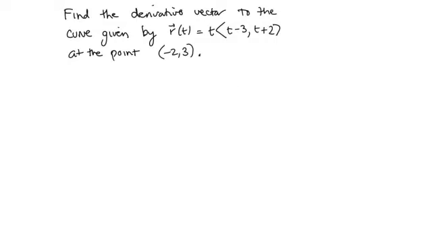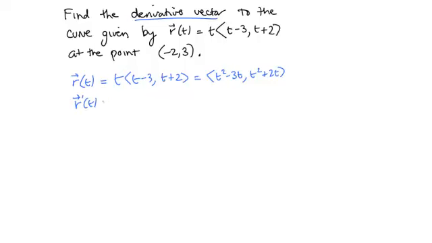Find the derivative vector to the curve given by the parametric equation r of t equals t times the vector t minus 3, t plus 2 at the point negative 2, 3. Well, since I'm looking for a derivative vector, let's go and compute it. Notice that r of t is t times t minus 3, t plus 2. Well, this t is a real value. It's a scalar, so I can distribute it in and write r as t squared minus 3t, t squared plus 2t. And that means that r prime of t is equal to 2t minus 3, 2t plus 2.